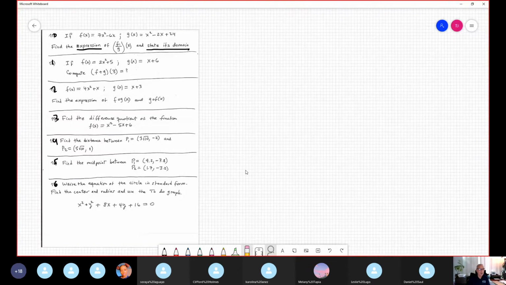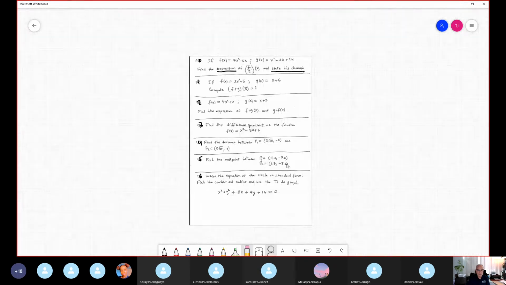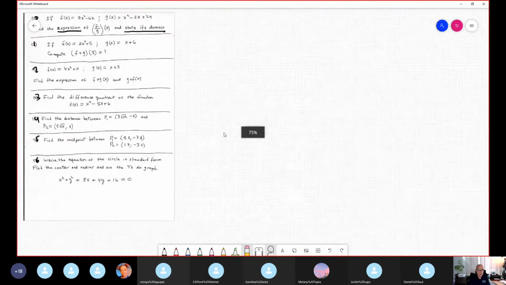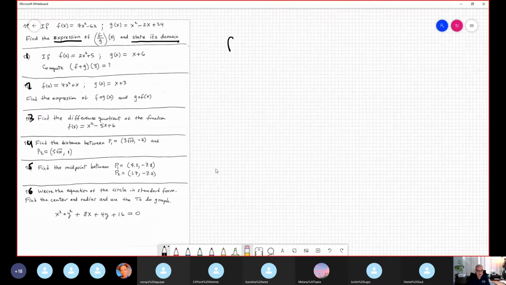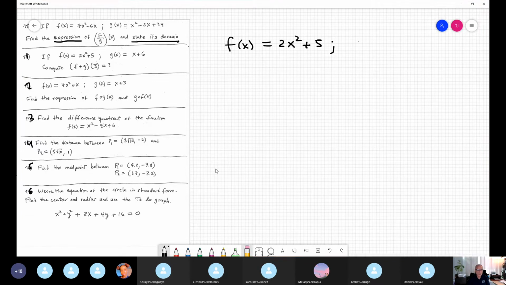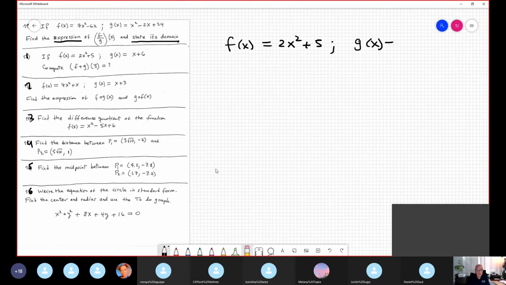Okay, let's move on to 11. The question 11 is you have two functions again. f of x is equal to 2x squared plus 5; g of x is equal to x plus 6.